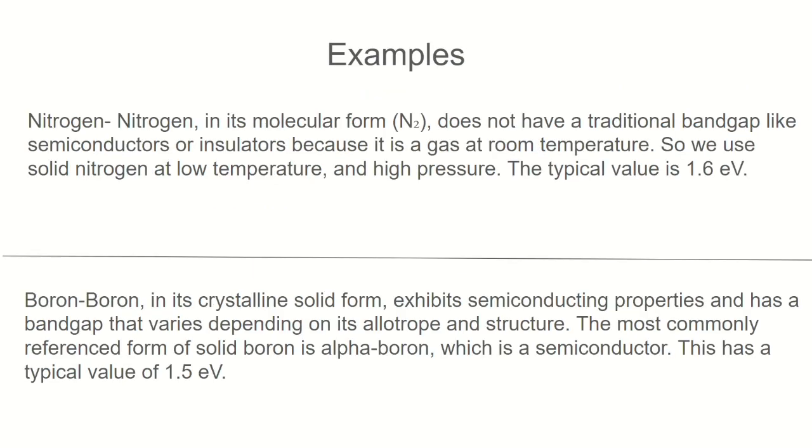Looking at examples, we have to use the solid state of nitrogen since in its molecular form N2 does not have a band gap. So solid nitrogen at a low temperature usually has a typical value of 1.6 eV, and boron in its crystalline solid form is a semiconductor and has a band gap that varies depending on its allotrope and structure. The most commonly referred form is alpha boron. This has a typical value of about 1.5 eV.